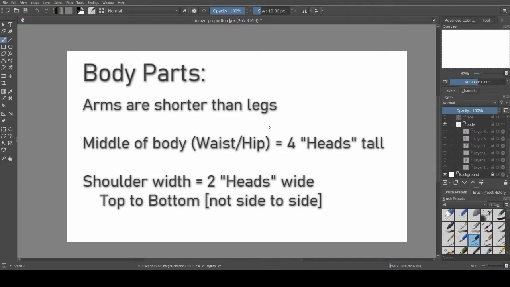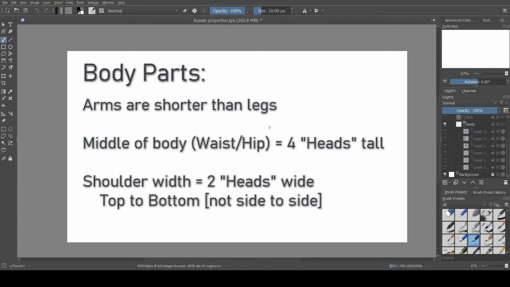The middle of the height, aka around 4 to 4.5 heads tall, would be around the middle of your body, which would be around your waist, the area that divides the legs and the body. That was a really complicated way of saying that, but yeah.